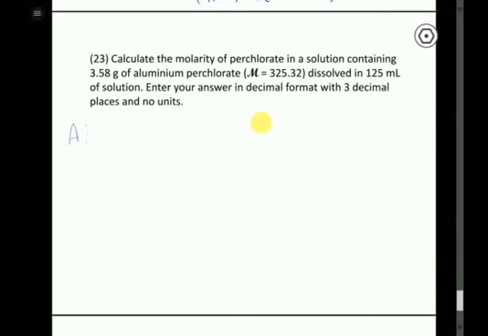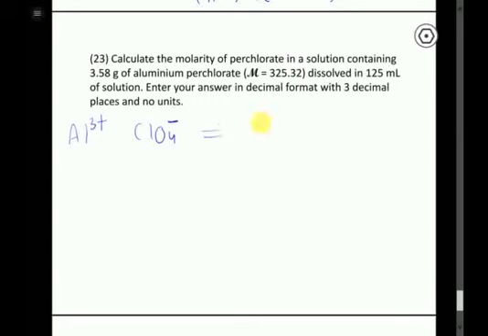So when we're doing molarity problems, remember we can define molarity for either the entire compound itself, or if it's an ionic compound, we can define the molarity of each individual ion, and that's what we're doing here. We want to know the concentration of just perchlorate. So we're going to need the formula for aluminum perchlorate. As we've seen a few times already, aluminum is always +3. Perchlorate we've also seen before, that's ClO4 with a 1- charge.